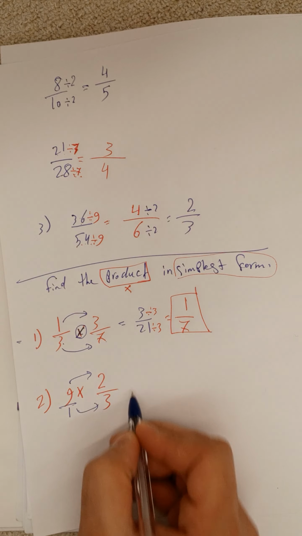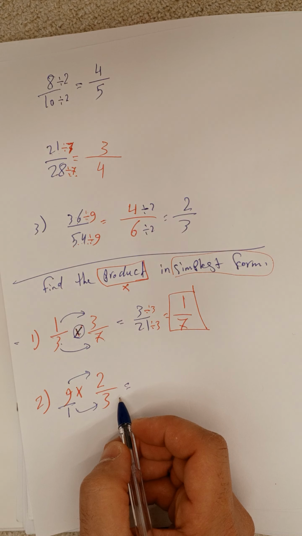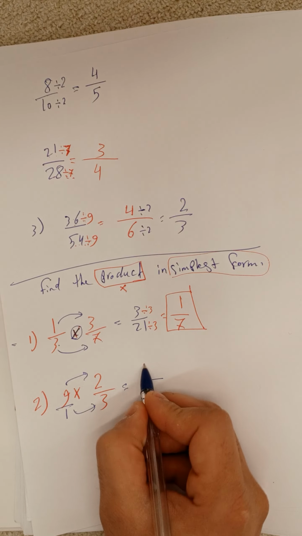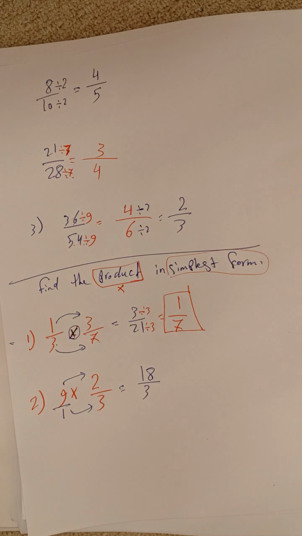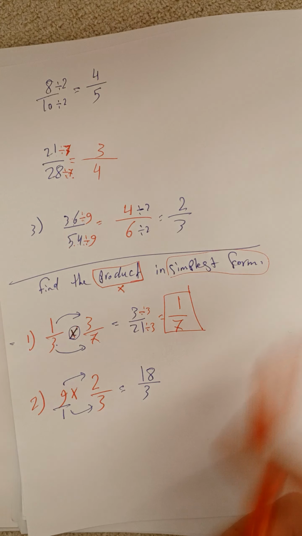Numerators and denominators. 9 times 2 is 18. 1 times 3 is 3. Can you simplify it? Yes, we can. Divided by 3.